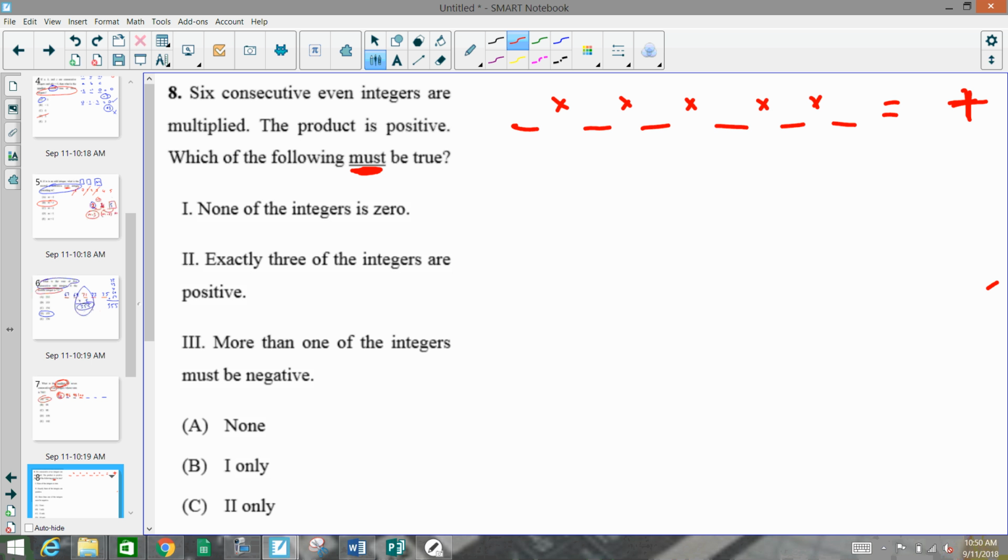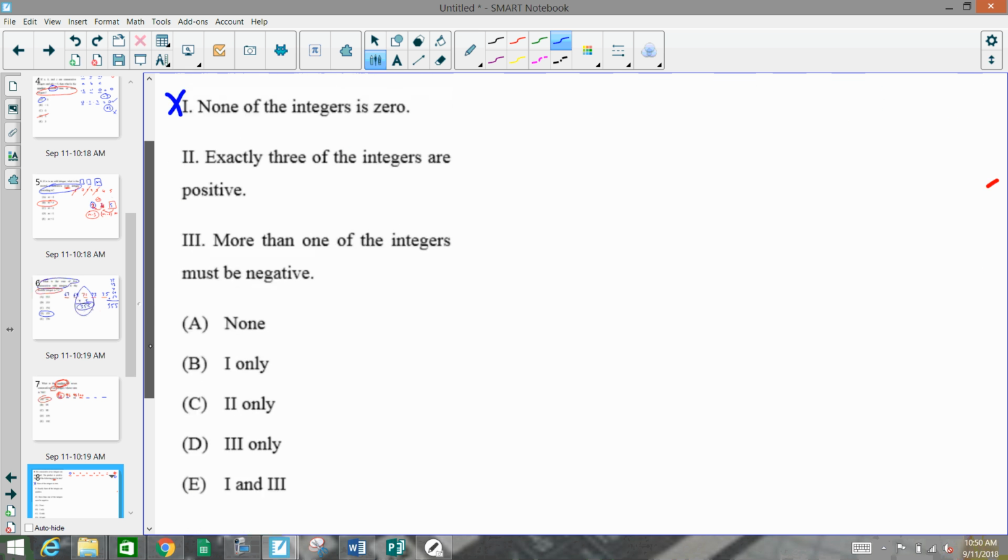So when it says must, does that mean always? Always, yeah. There's no exception. Always works. They are even integers. Multiply. Product is positive. None of the integers is 0. Do you all agree? Let's say if you just make one of them 0, the result will be 0, you don't care about the rest of the numbers, positive, negative. The result will be 0. 0 is not positive and 0 is not negative, so it's not going to work. And look at the answer choices. Do not include 1.